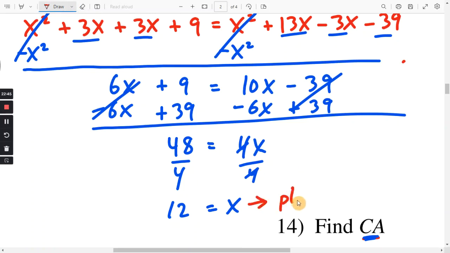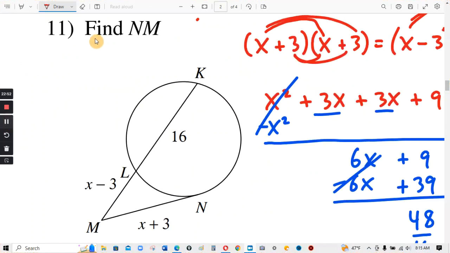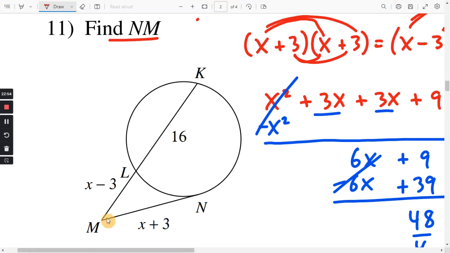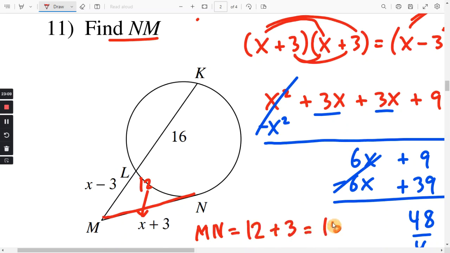Now, that's not what they asked us, so we have to take this, x equals 12, and plug it in. All right, they asked us for nm, so nm is this right here. We take the 12, x equals 12, and plug it in right there. So mn is just 12 plus 3. And of course, 12 plus 3 is just 15. So I wrote mn and they said nm, but that's the same thing.